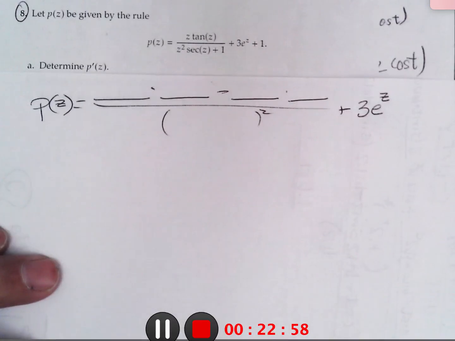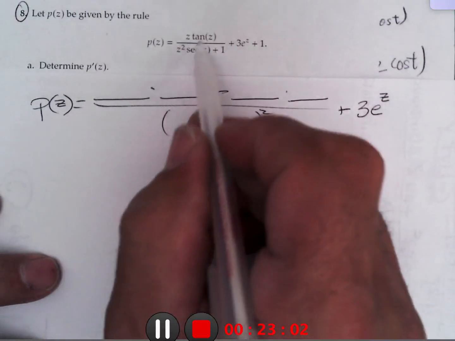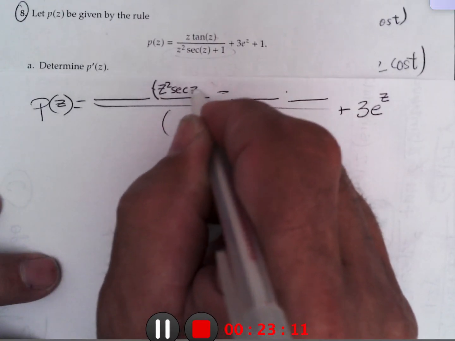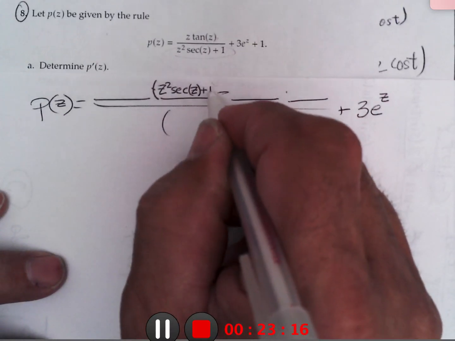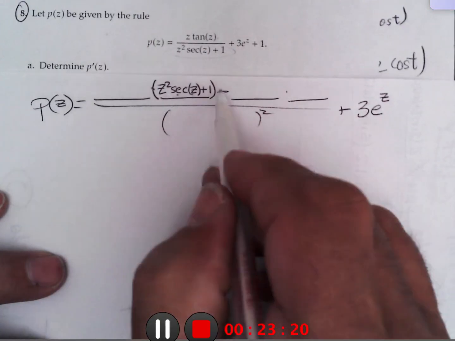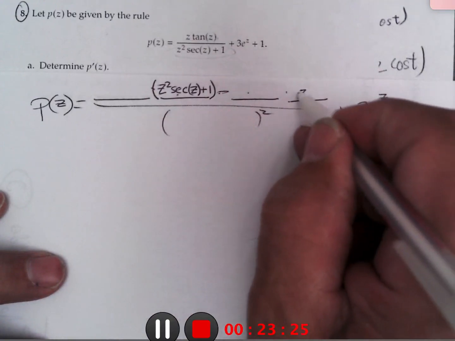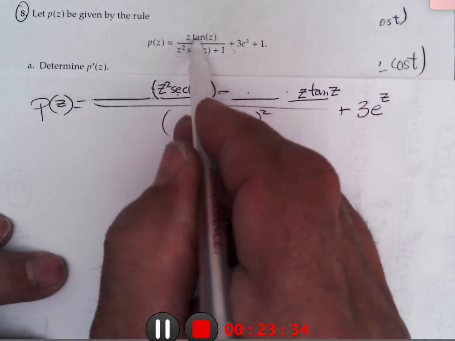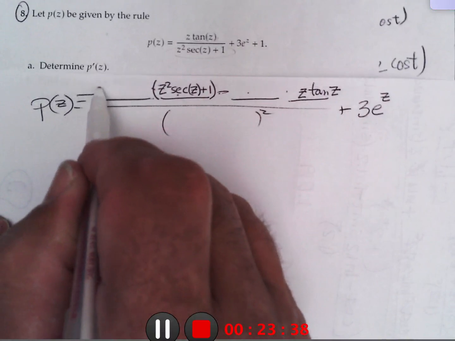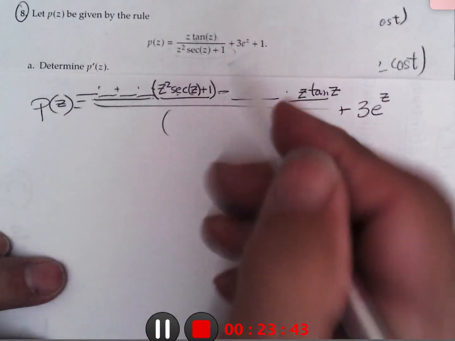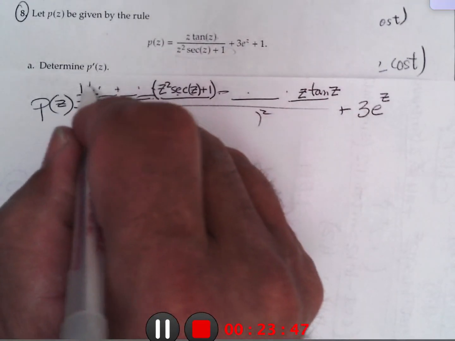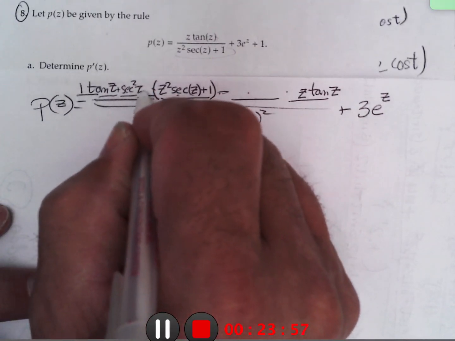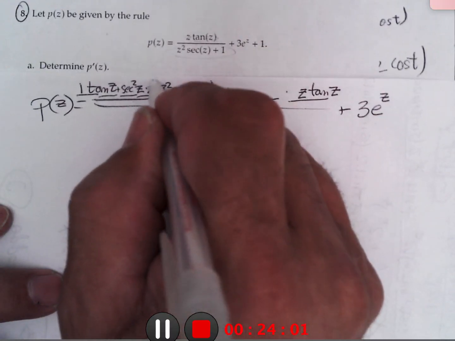So that's done. But we go back to this, and so it's derivative of the numerator times the denominator. So I'm going to put all that in there. That's z squared secant z plus 1. Derivative of the numerator times the denominator minus the derivative of the denominator times the numerator. So this is z tangent z. Now the derivative of the numerator right here is a product. So now I have in here derivative of z times the second plus derivative of the tangent times the first, and all of that is times that.